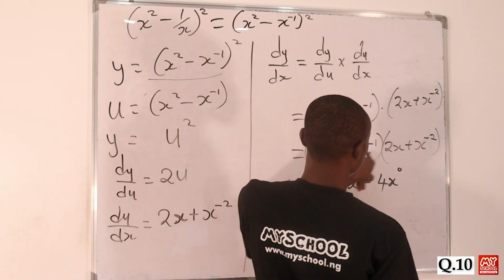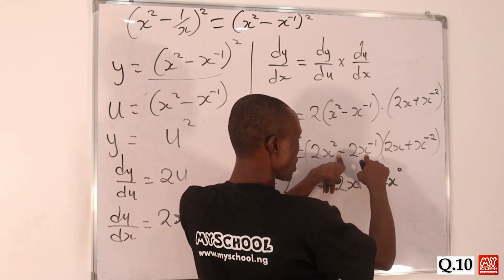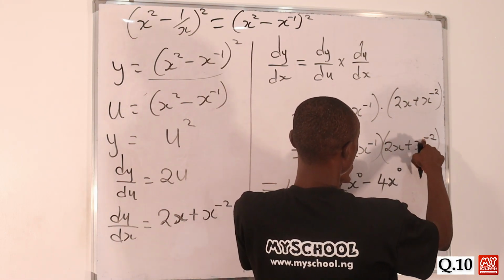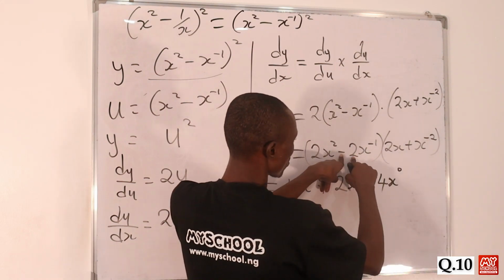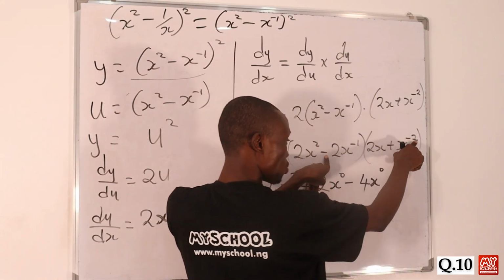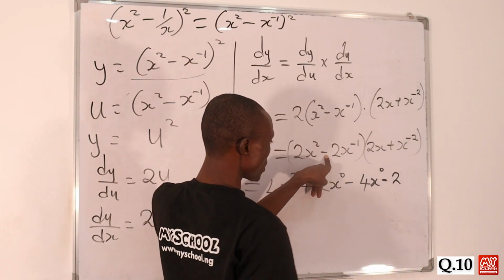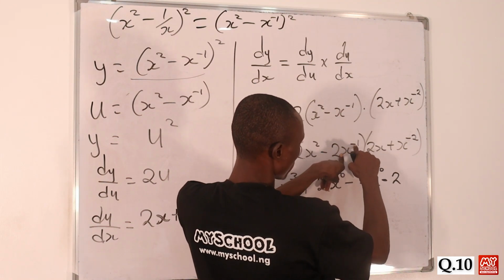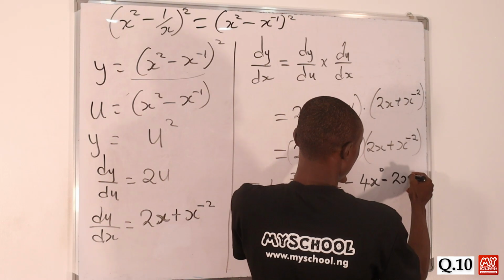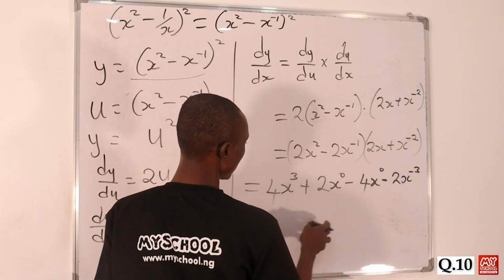Then we'll move on to perform the last multiplication, which is minus 2x raised to power minus 1 times x raised to power minus 2. So minus 2 times 1 here, which is the coefficient of x raised to power minus 2, that will be minus 2. Then x raised to power minus 1 times x raised to power minus 2, that will be x raised to power minus 3, applying the law of indices. So let's tidy up this together.